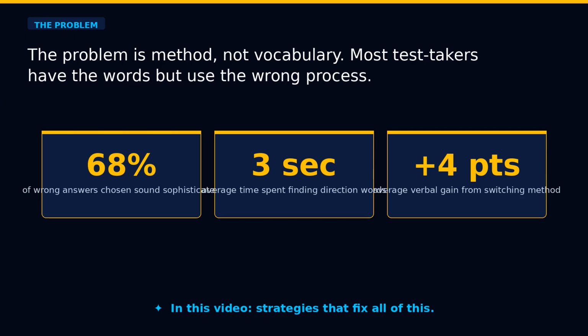Nearly 70% of wrong answers chosen on text completion are words that sound sophisticated and academic. They feel right because they match the tone of the passage. But tone is not logic. The sentence has a specific direction, a hinge word that tells you exactly what the blank must mean. Most test takers spend 3 seconds on that word. Top scorers spend 15. That difference is worth 4 to 6 verbal points on average.